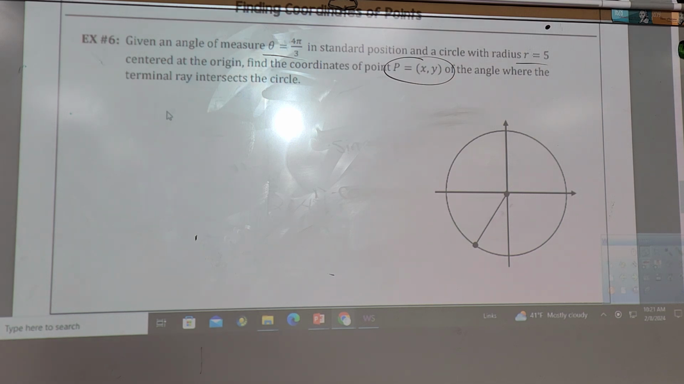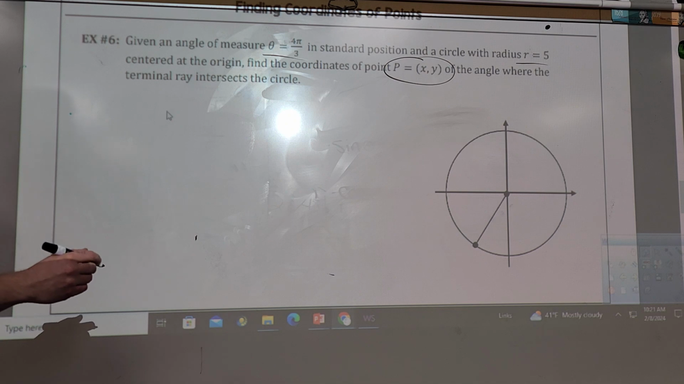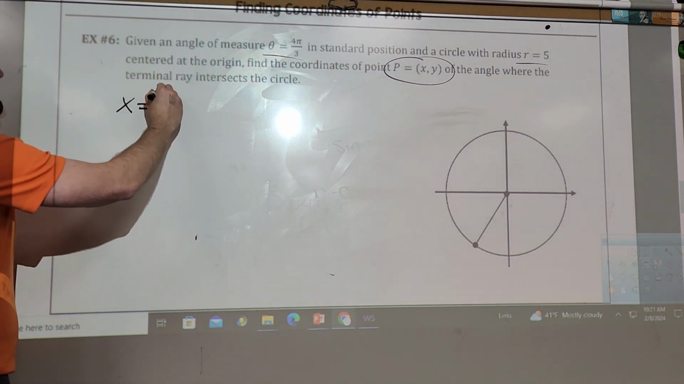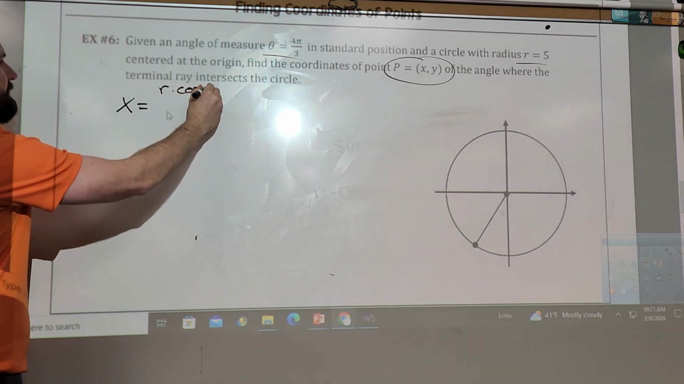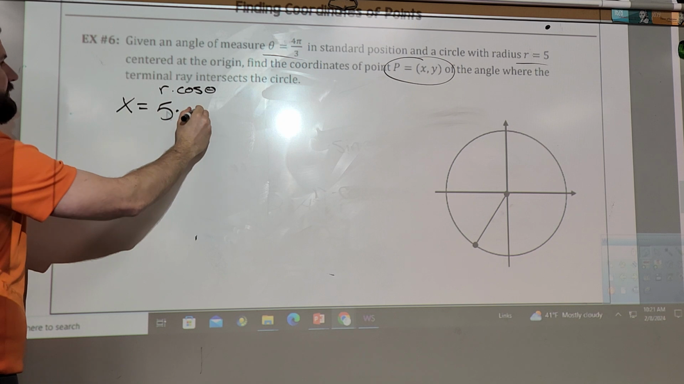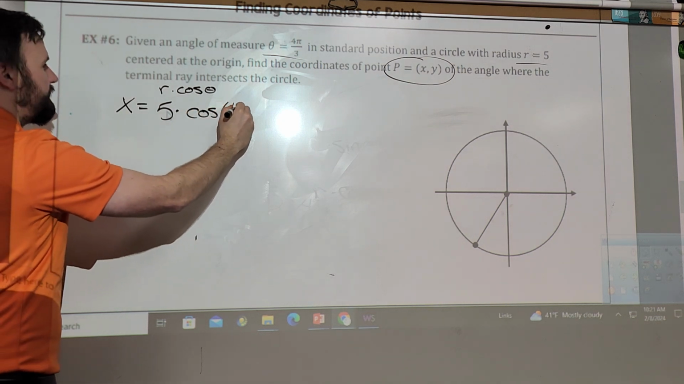That's not how I would do that. I'm going to do it my own way. Here's how you do it. They want me to find a reference angle and change it based on the quadrants. I'm going to use the unit circle. So how do I find my x coordinate? It's r cosine of theta, right? What's my r? 5 times cosine of 4 pi over 3.